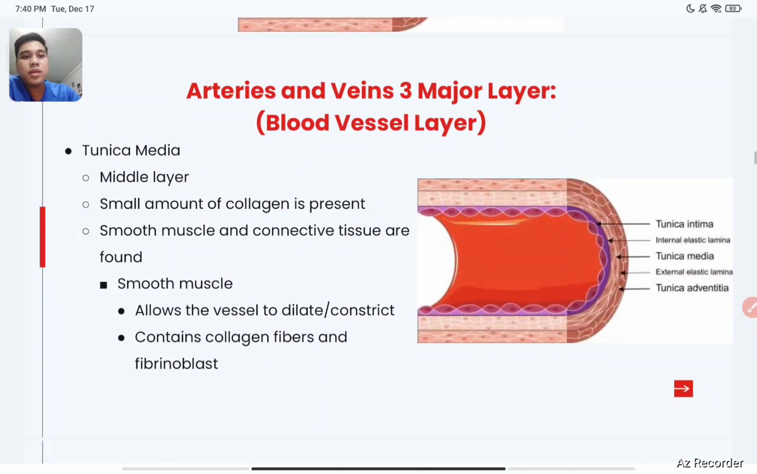After that, we have your tunica media. It's the middle layer. The tunica media contains lesser collagen, but it has more abundant smooth muscle cells. When these smooth muscle cells are present in the tunica media, it gives the blood vessel its ability to vasoconstrict or vasodilate. Dito na pupunta yung mga ADP or serotonin, dito nag-act sa smooth muscle cells on the tunica media para mag-constrict or mag-vasodilate yung ating blood vessel.